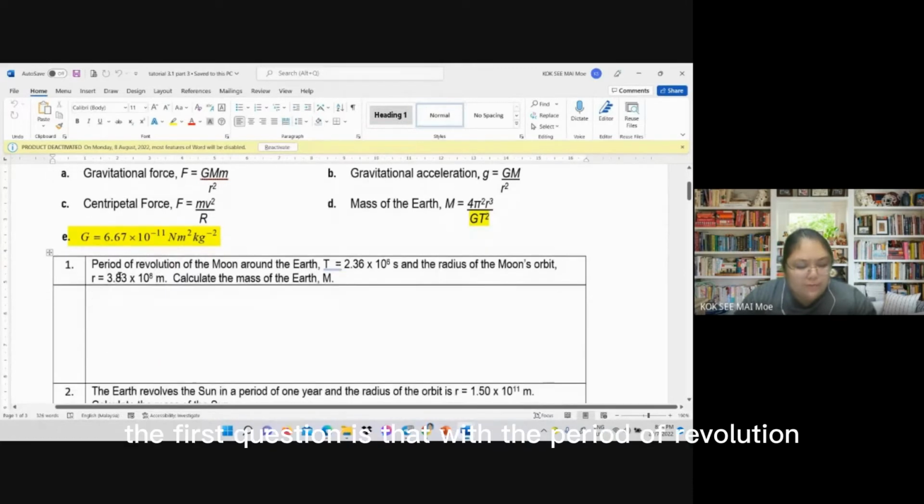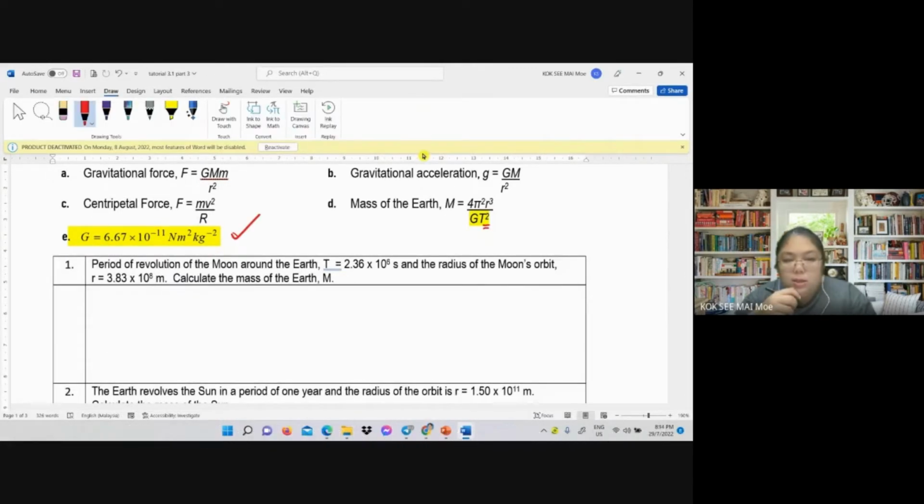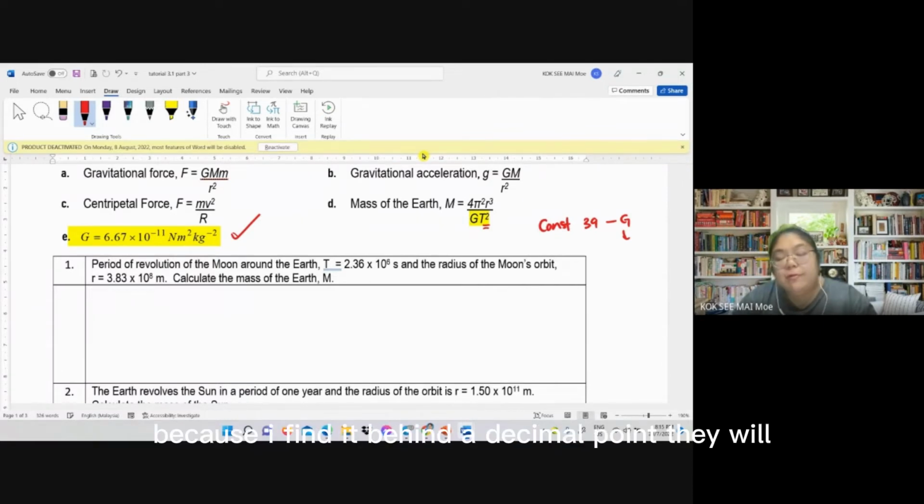Important formula. The first question starts with the period of revolution. Remember, if they provide G, it is 6.67. Better we don't press the constant 39 on the calculator; I remind you to use the simple one. The constant 39 is equal to G, but the answer is quite long. So if the question provides 6.67 times 10 power negative 11, it is better to use this one, because the digits behind the decimal point will affect the front number. So better we use what they provide. If the question doesn't provide it, you can use the short form.